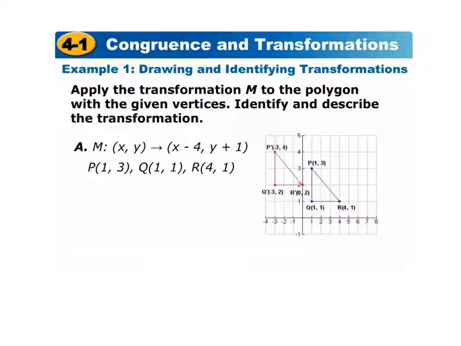So apply the transformation M to the polygon with the given vertices. Identify and describe the transformation. In this example, M is telling us that we subtract 4 from x and add 1 to y. So we're going from P, and our transformation will be P prime. That's what we'll call our new P. So we do 1 minus 4, and then 3 plus 1, and we get negative 3, 4 as our new point.